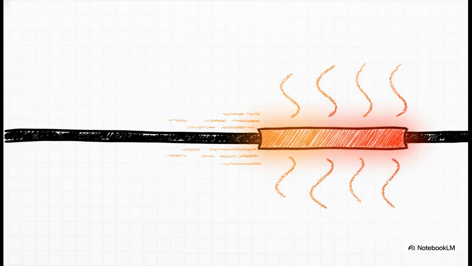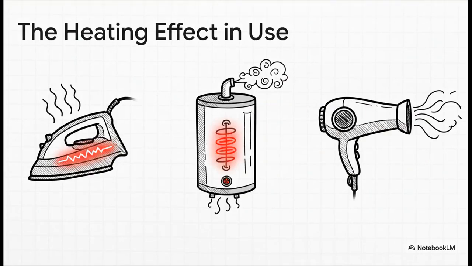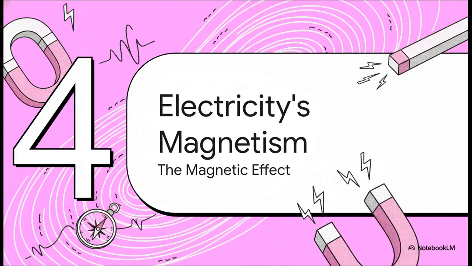Simple as that. And you know what? You use this effect all the time, probably without even thinking about it. Things like an electric room heater, an electric iron, even the geyser for hot water or your hairdryer, they all work because of this very same heating effect. But wait, there's more. Heating isn't the only trick electricity has up its sleeve. It has another hidden power, something that seems, well, almost like magic.